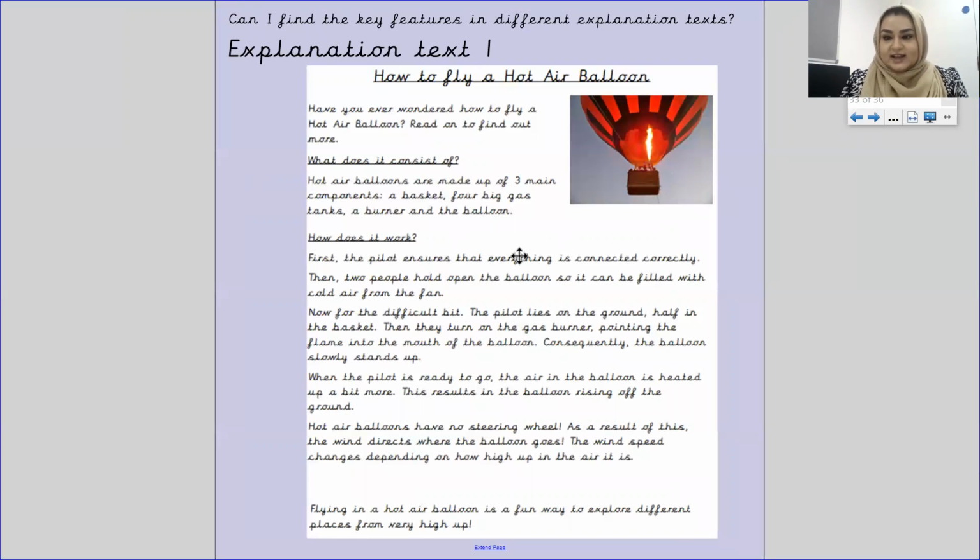Pause on the explanation text that you are doing and list and write down the key features on these explanation texts, okay? And I look forward to seeing your work on Tapestry.